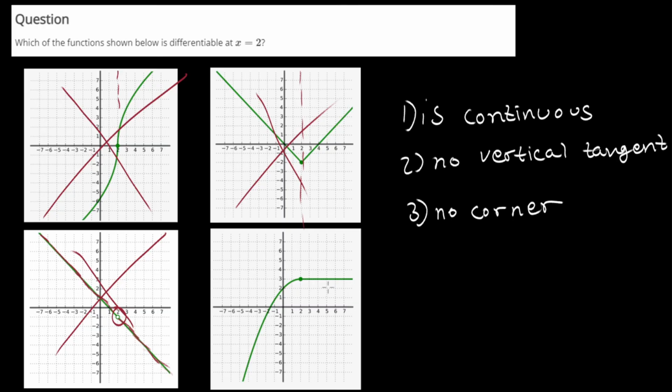Let's check the last graph here. Is it continuous? Yeah, I could trace it perfectly, so it is continuous. It does pass that. Is there a vertical tangent at x equals 2? Let's check. Oh my god, there's no vertical tangent. It doesn't make a straight line here. That's also checked. Does it have a corner? No, it doesn't have a corner. A corner would be like this, or just a sharp turn like that, but there is no corner here. That means that this passes the check. This is differentiable at x equals 2. Yeah, we did it. That's the solution.